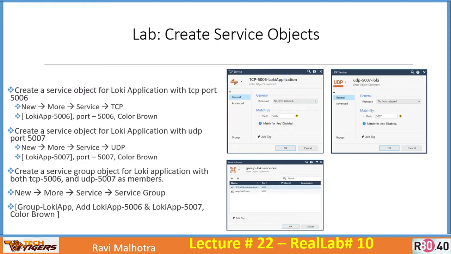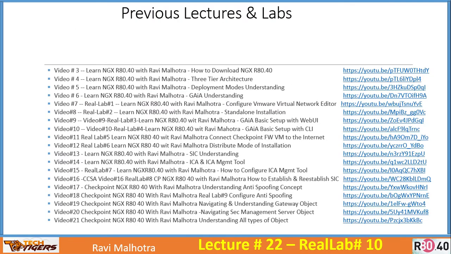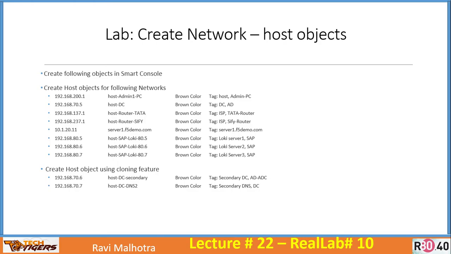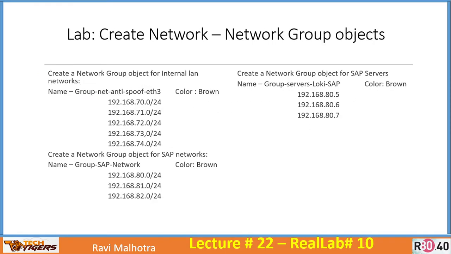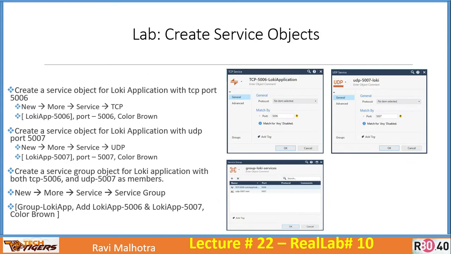This was the last slide in this lecture. This was lecture number 22, RealLab 10, and we have created network objects, we have created host objects, we have created address range objects, we have created network group objects, and we have also created individual TCP service object, UDP service object, as well as a service group object. So that's all, guys.